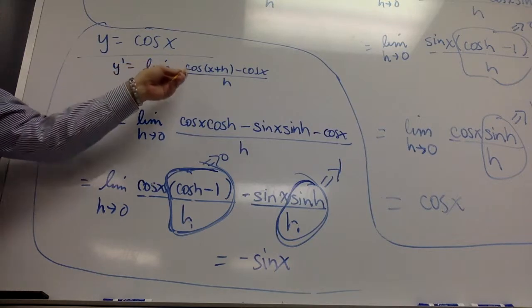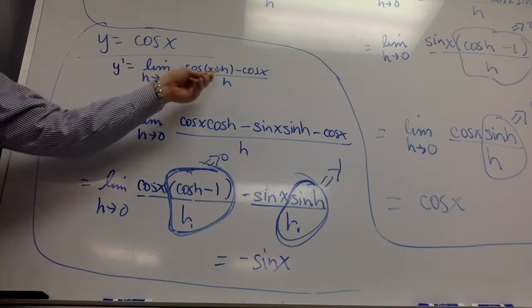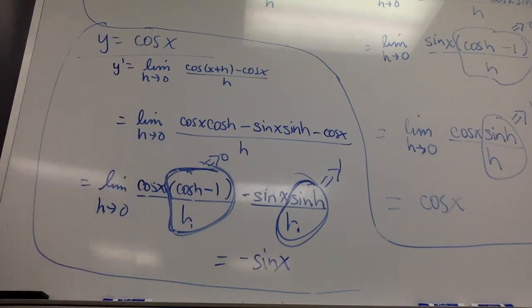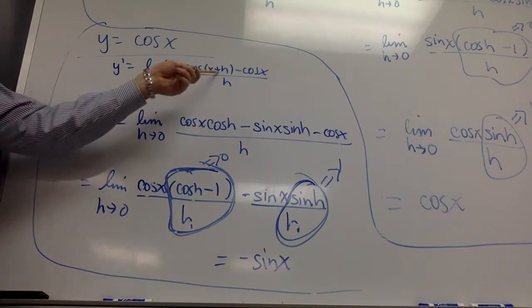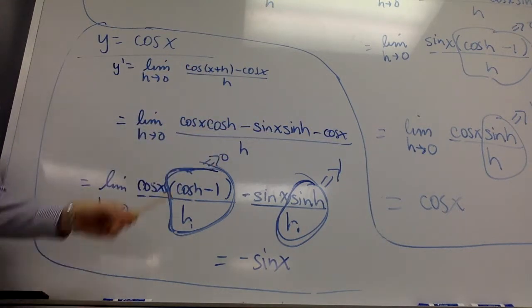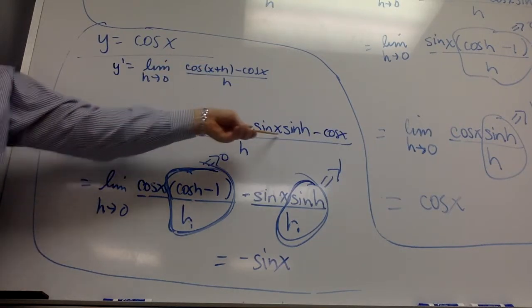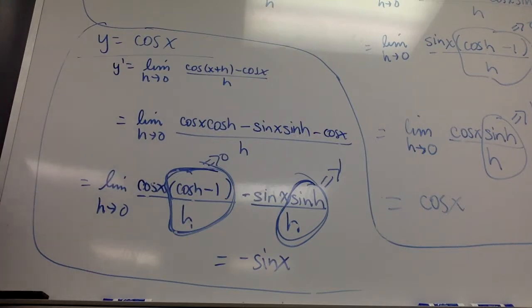This time I have the cosine function, so this is the cosine of x plus h minus cosine of x over h. And now I'm going to use the addition rule for the cosine function, which is the cosine of the first angle times the cosine of the second minus the sine of the first times the sine of the second, minus cosine x. So it's very similar to the one from the derivative of the sine of x.